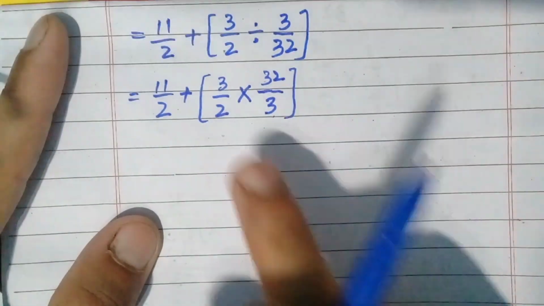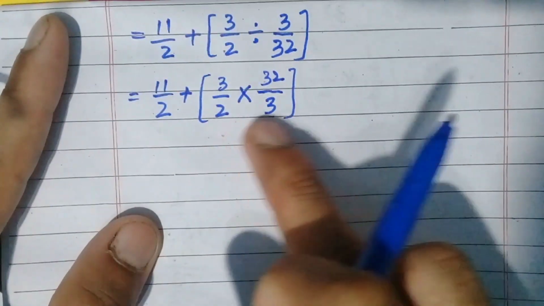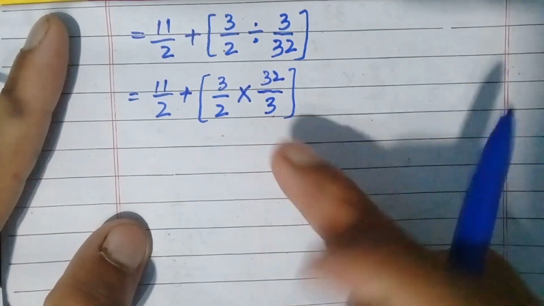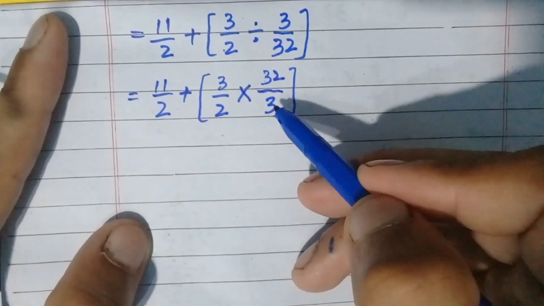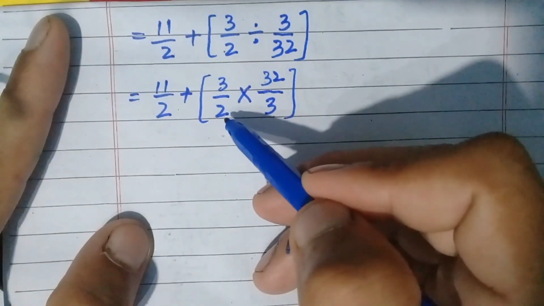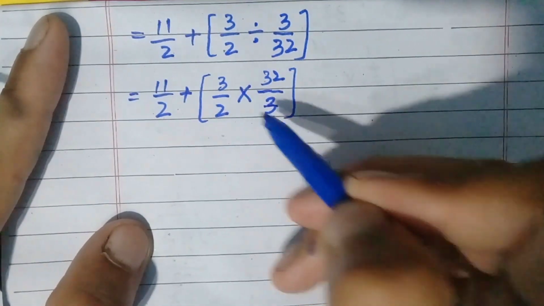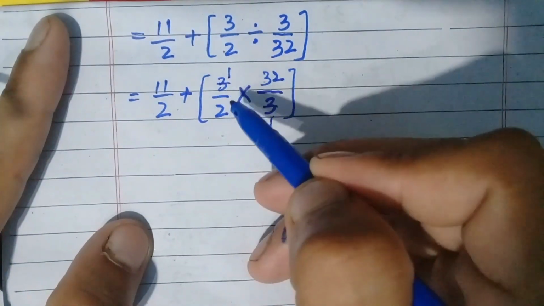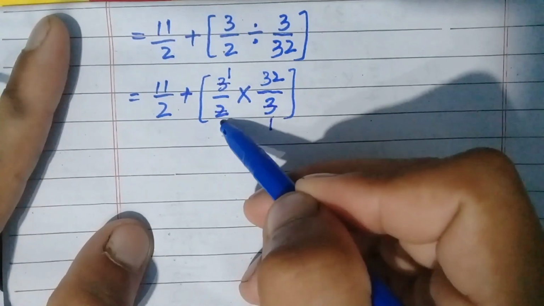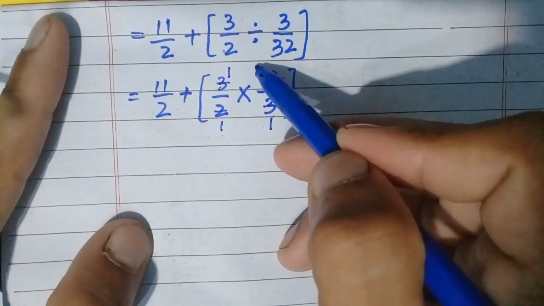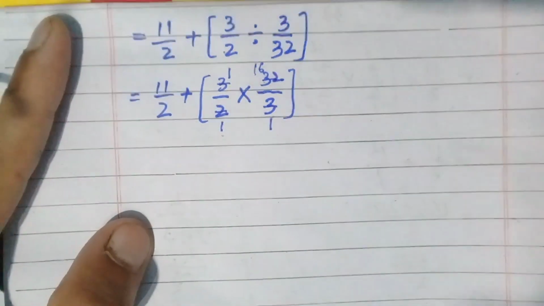Now inside the square brackets these two fractions can be simplified with each other. So we will divide these 3's with the number 3 and these two numbers with the number 2. So 3 times 1 is 3 and 3 times 1 is 3. These two numbers are divisible by 2. So 2 times 1 is 2 and 2 times 16 is 32.